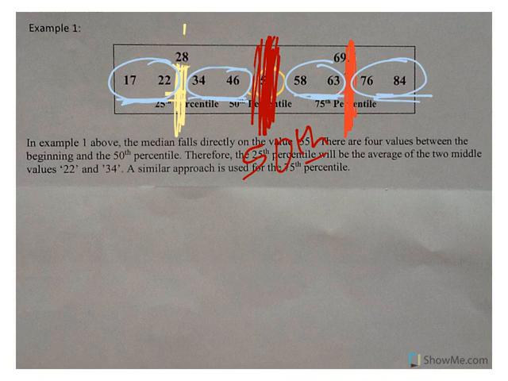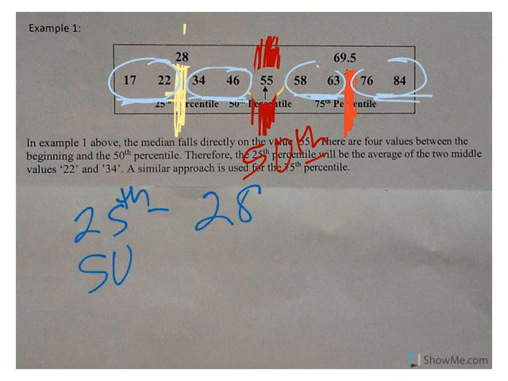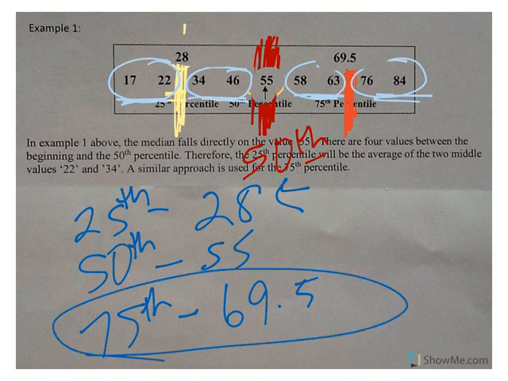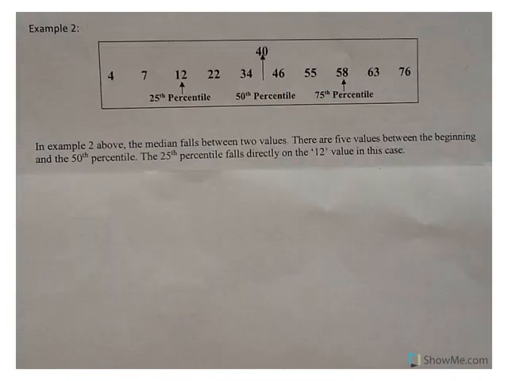So in this particular case, we would say that our 25th percentile was 28, our 50th percentile was 55, and our 75th percentile was 69.5. Breaks it down. That means 25% of the data falls before 28, or 28 or before. Half of the data is before 55, and 75% of the data lies in front of 69.5. That's the meaning of these percentiles.